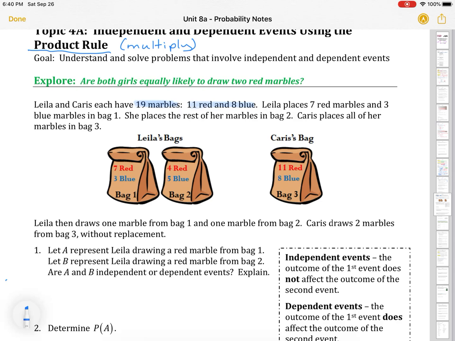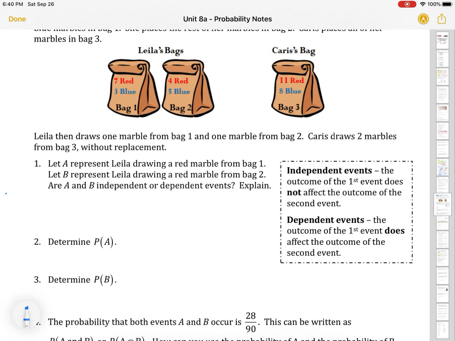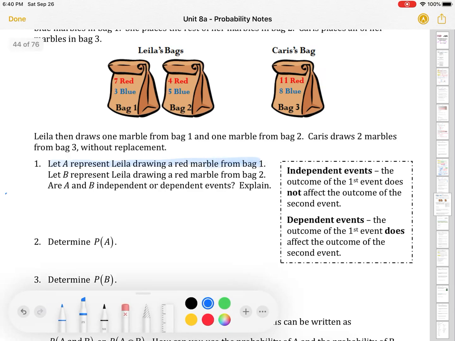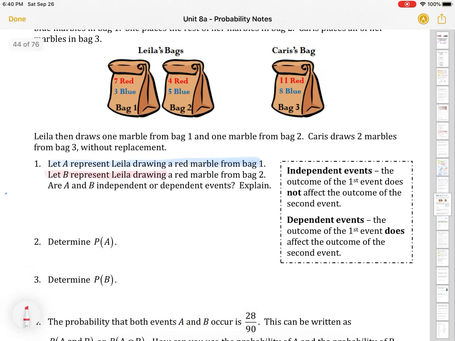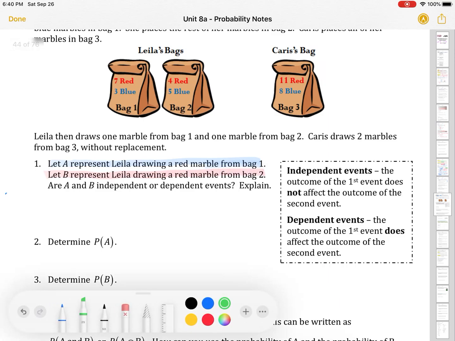So we can see what they have. Layla puts 7 red marbles and 3 blue in bag 1, and she puts the rest of her marbles in bag 2. So she splits them up in 2 groups. Karis places all of her marbles in bag 3. Layla then draws 1 marble from bag 1 and 1 marble from bag 2. Karis draws 2 marbles from bag 3 without replacing them in between. So we're going to walk through this.